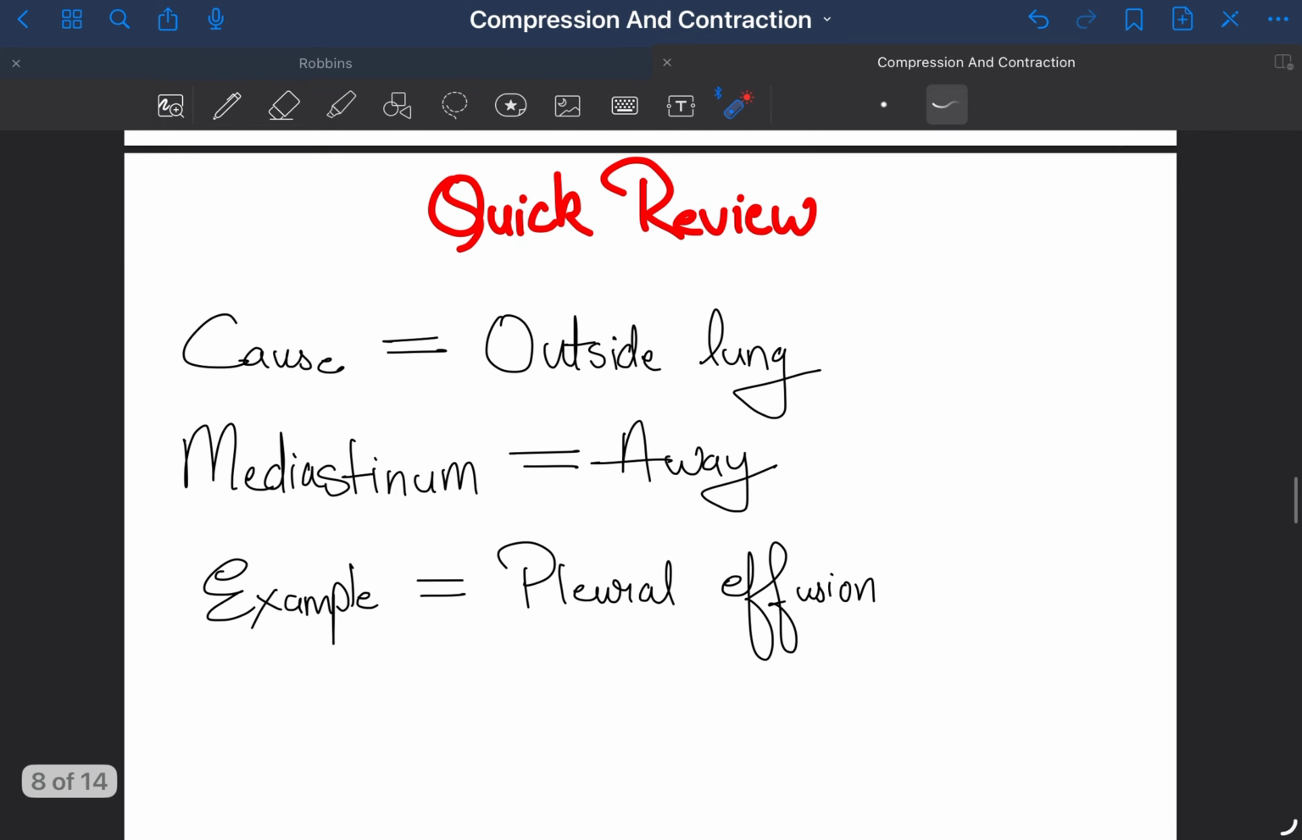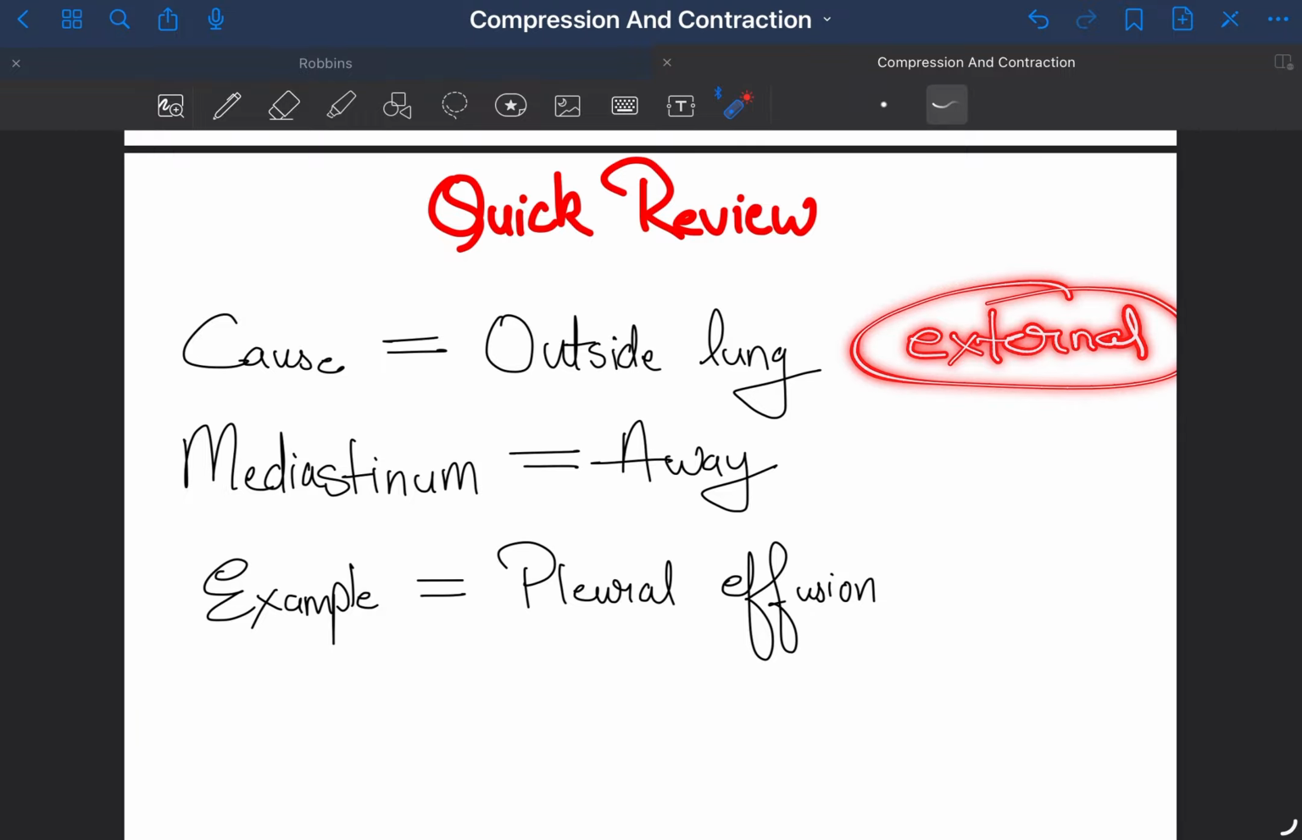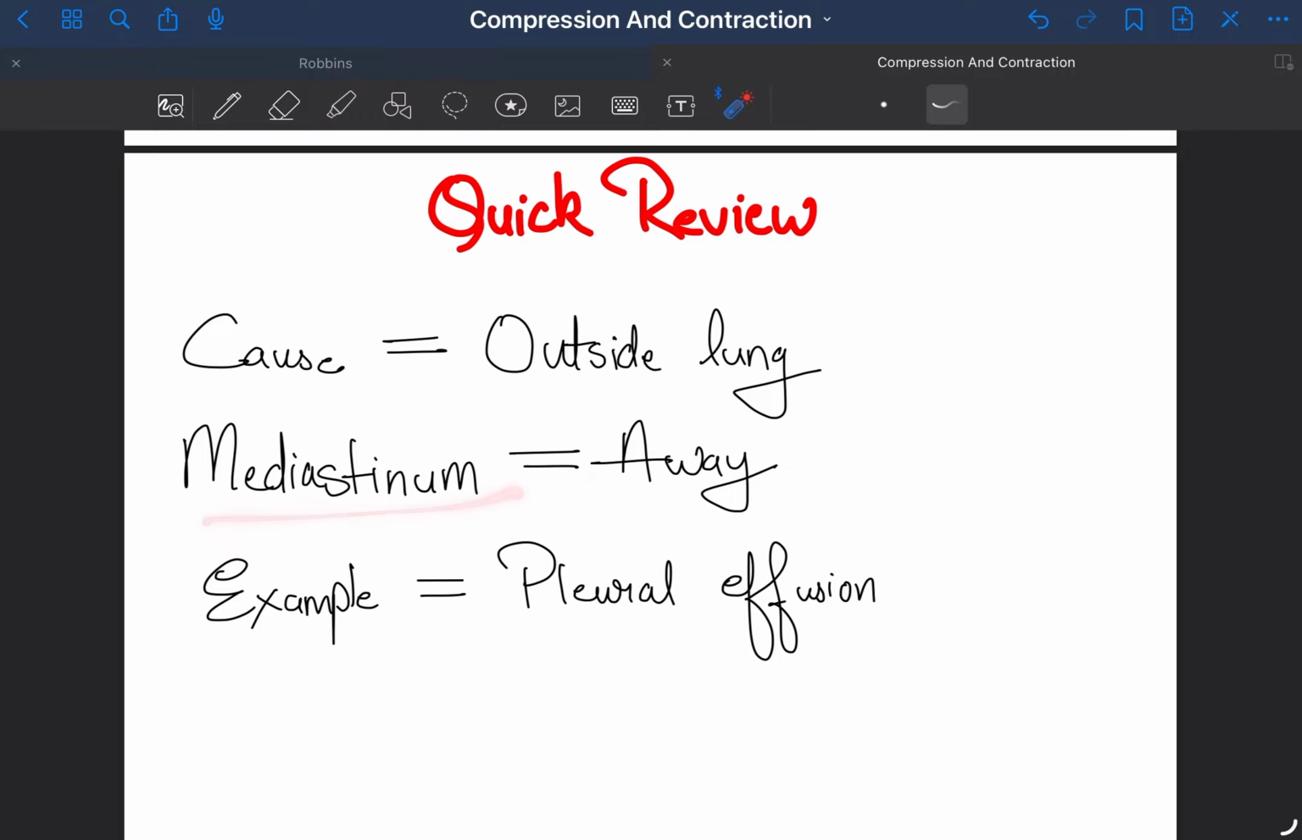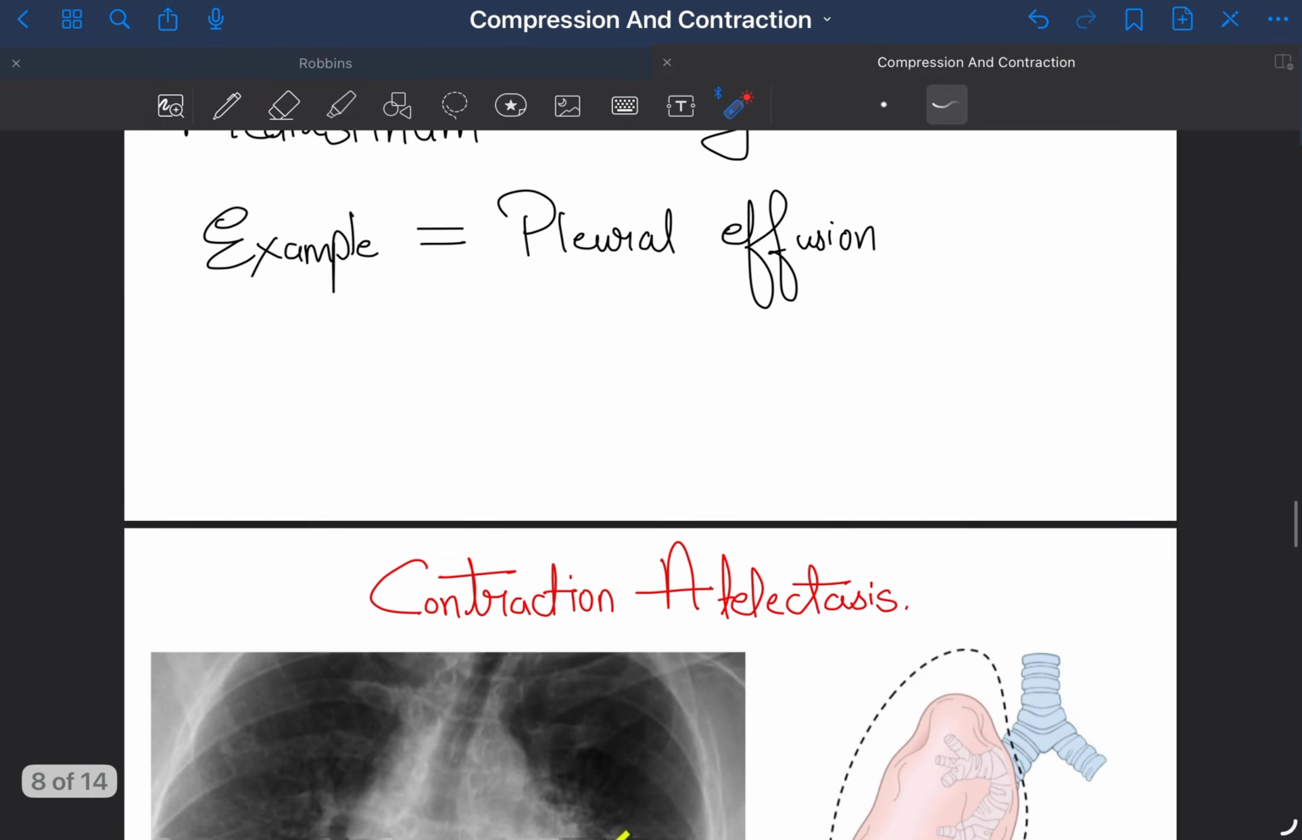Now coming to the quick review, the cause of compression atelectasis is basically outside the lung. Therefore, it is compressed because of an external thing. Then we have the mediastinum. The mediastinum shifts away from the affected lung. An example would be pleural effusion.